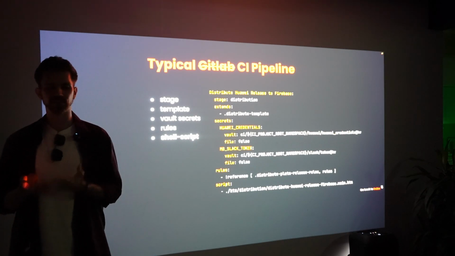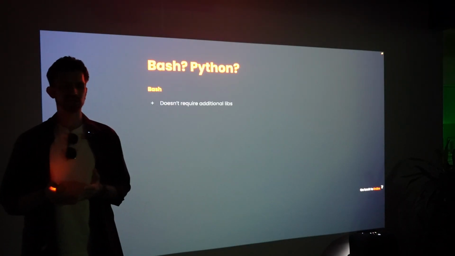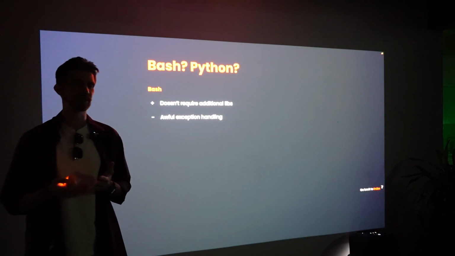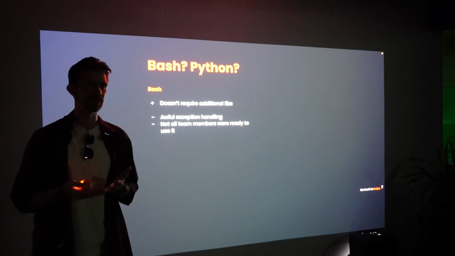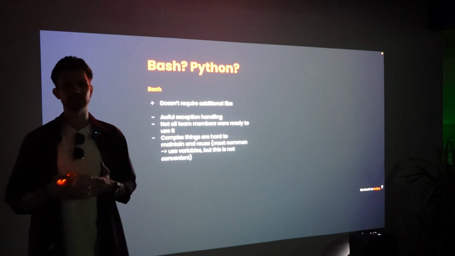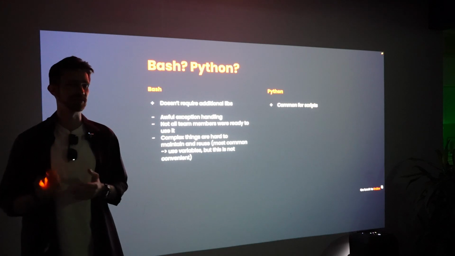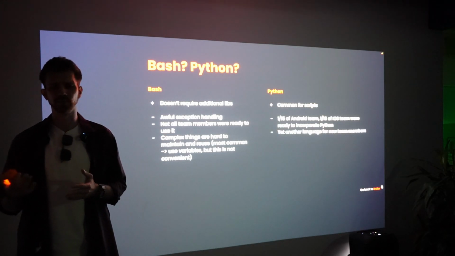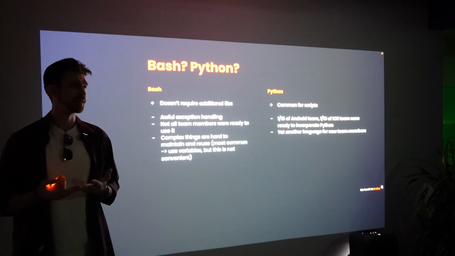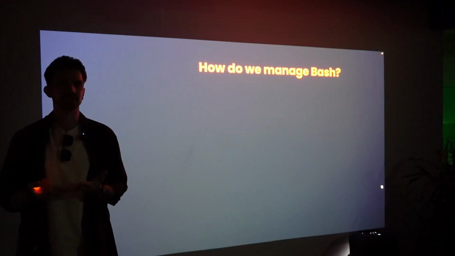Typically, a shell script is a bash script, but bash is hard. You know, bash obviously doesn't require any additional installation, but it has awful exception handling. Not all of our team members were ready to incorporate it, and writing complex logic in bash is pain. Some guys use Python. It's very common for scripts, but we didn't know Python, and we were not ready to incorporate it. It's yet another language to learn. Why would we do that if we write Kotlin?